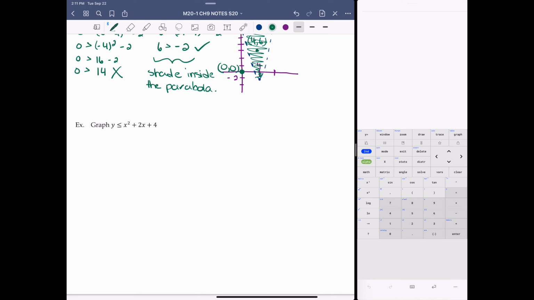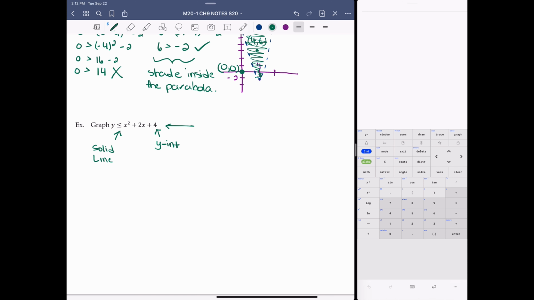Next example, graph y is less than or equal to x squared plus 2x plus 4. We have an equal sign with our inequality, so this means it's going to be a solid line. This quadratic is in standard form, which means my c value, my constant term, is the y-intercept. As for other points, I can use my graphing calculator to help me draw the graph, unless it says to do everything algebraically, but it doesn't.